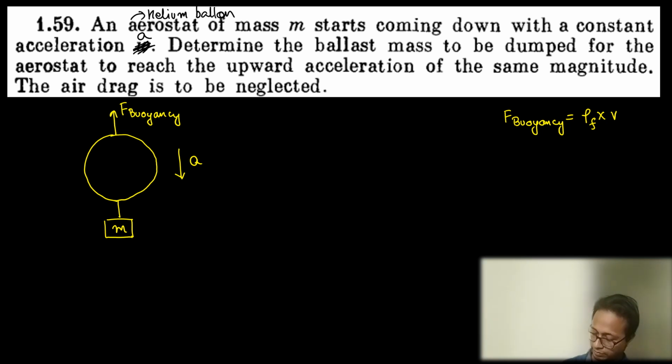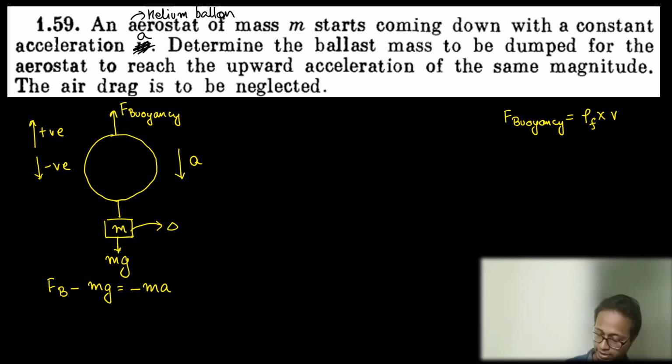So there is a downward force of mg acting on it. If I draw the equation, assuming upward to be positive and downward to be negative, the force of buoyancy minus mg is equal to minus ma. Why minus ma? Because the acceleration is in the negative direction. Now I'm dumping some amount of mass, delta m. Now see what will happen.